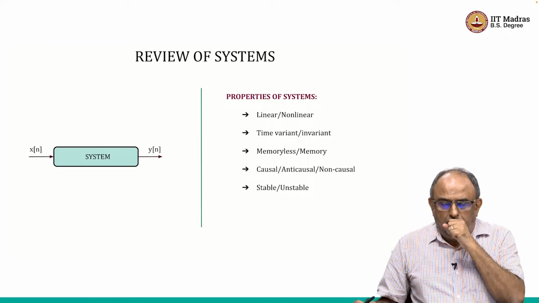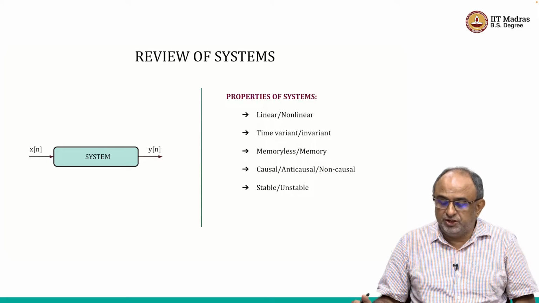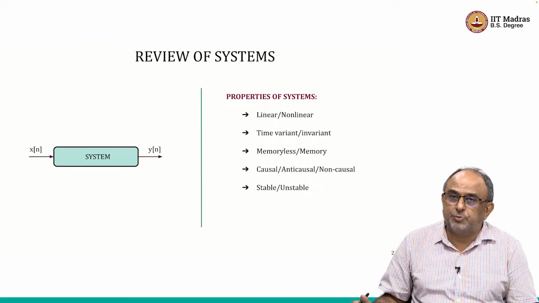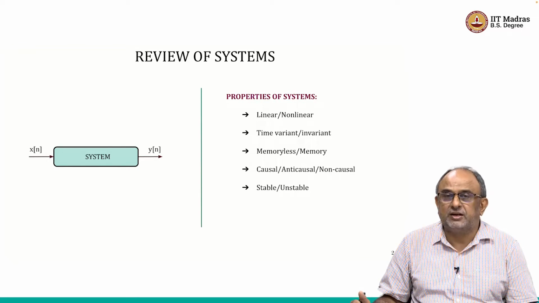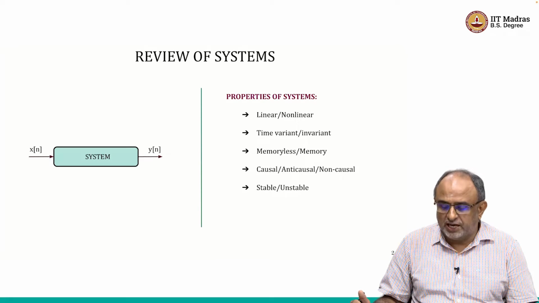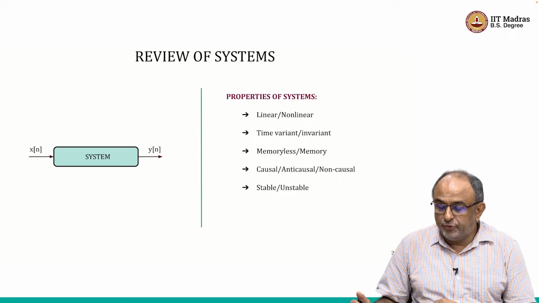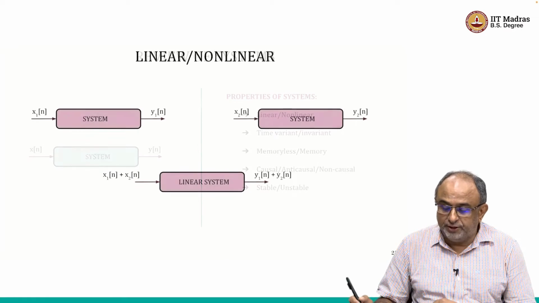And typically, we talk about systems having certain properties. I am not going to go into much detail about these things. So, there is the linearity property, the time invariance property, memoryless, causality and stability, okay. These are all important, and I will only talk about a few of them, okay.